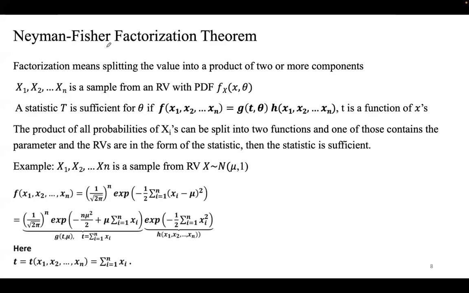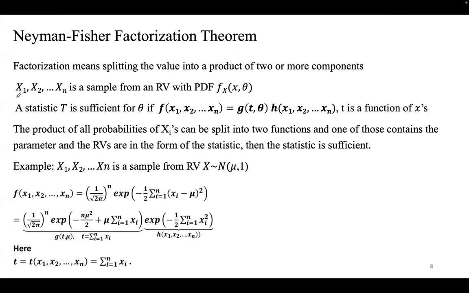The way we do it is there's a theorem called the Neyman-Fisher factorization theorem. We'll break it down. It's again a very simple concept. It looks complicated here, but don't worry. The first thing we are doing is factorizing. Factorizing means splitting something into factors, like the concept of HCF, highest common factor. If you're looking at the number 6, excluding 1 and the number itself, its factors are 2 and 3. The product of 2 and 3 gives you that number back. Factorization means splitting the value into a product of two or more components.